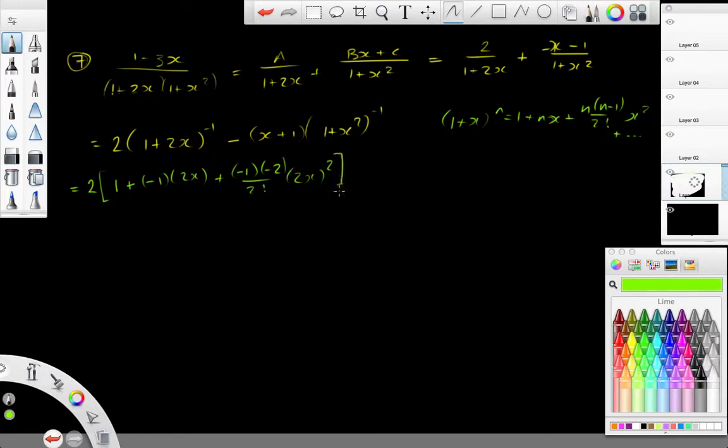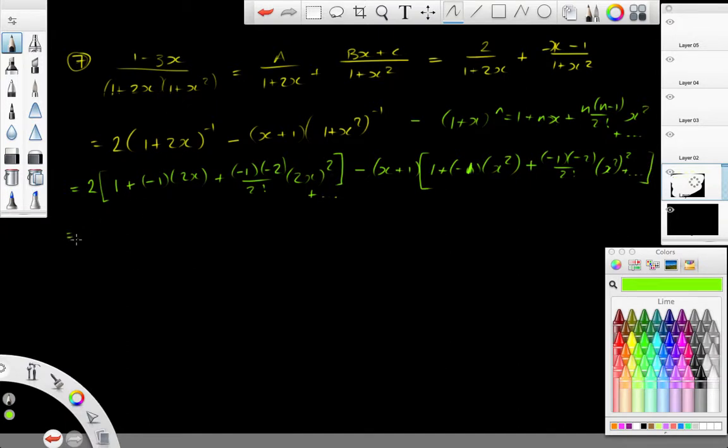I'm really interested in the first term, so we can put here plus minus x plus 1 times 1 plus n times x, which is in this case x squared, plus n times n minus 1 over 2 factorial times this value of x squared, plus, and we've got other terms going in there.